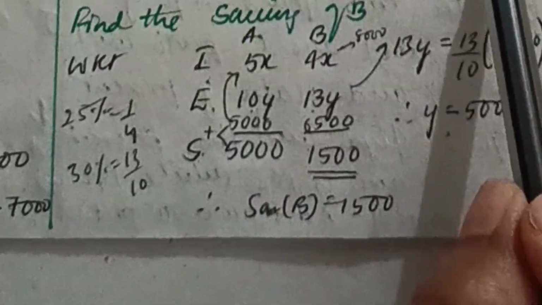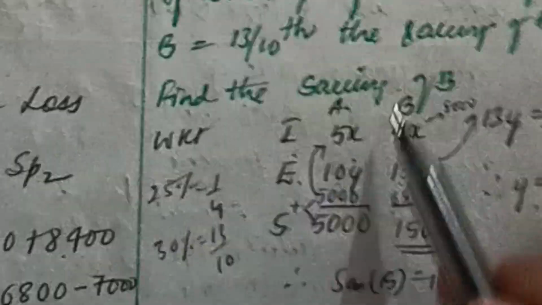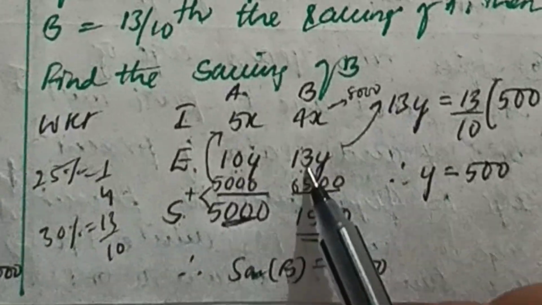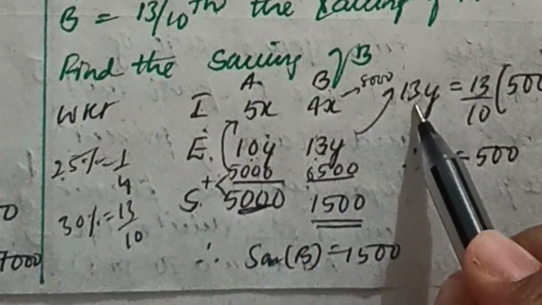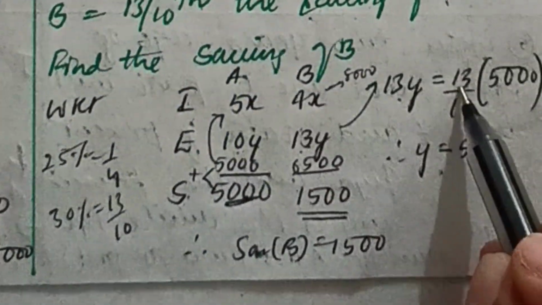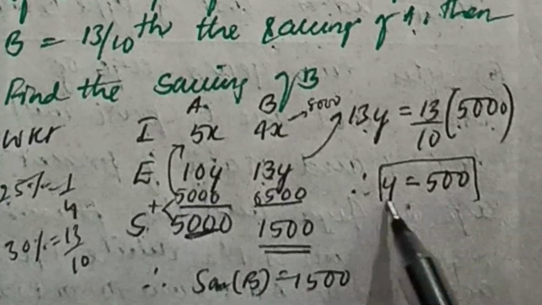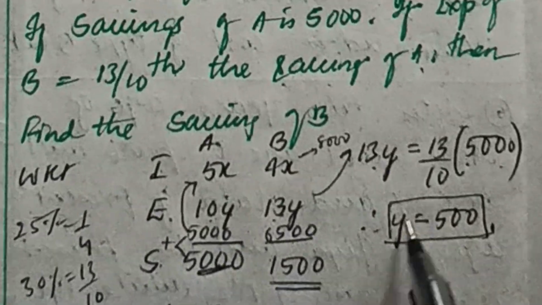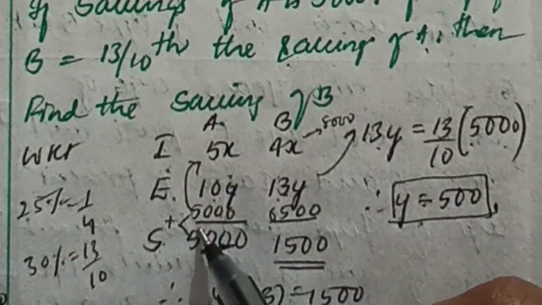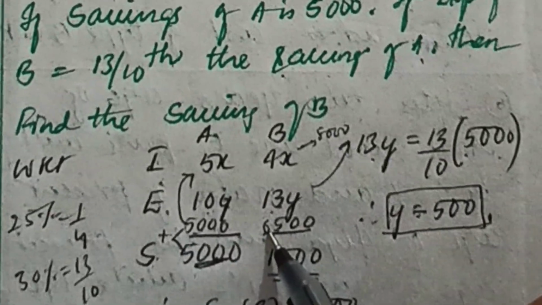Then they have given the savings of A as 5,000, so I have written here, and also they have given that expenditure of B, that is 13y, will be equal to 13 by 10 times of savings of A. So 13 by 10 times of savings of A means 6,500. So here I got the value y is equal to 500. If I substitute 500 here, I get 5,000 here, and here 5,000 and 6,500.